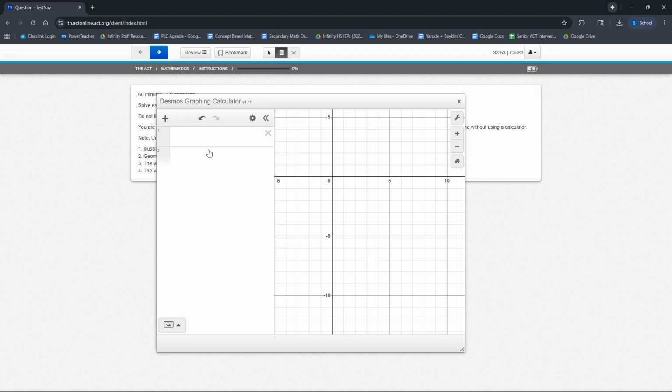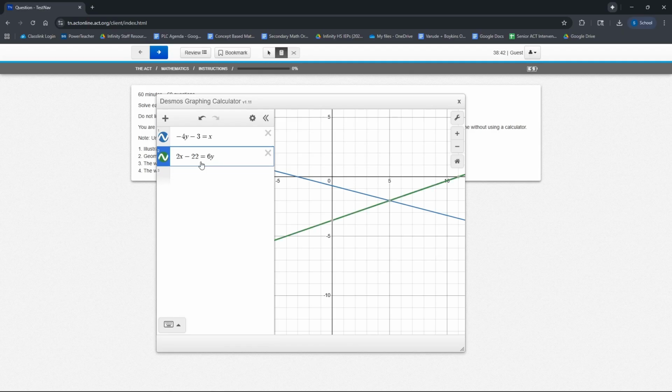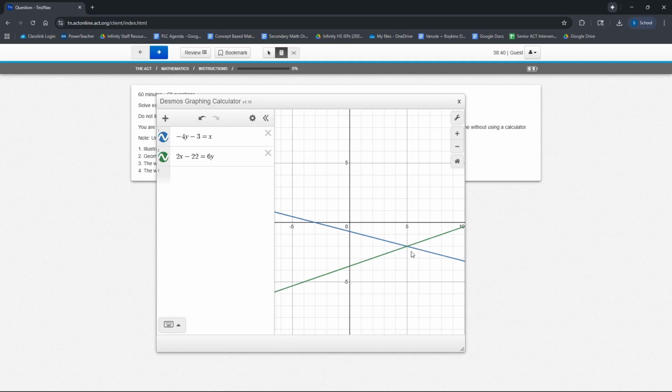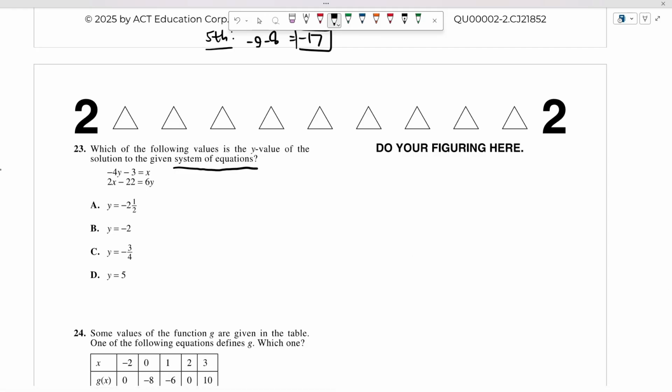Negative 4y minus 3 equals x. And here I have 2x minus 22 equals 6y. Oh, right there, see my solution. What is it? If I zoom in, it's negative 2. Oh, so our y value is negative 2. Okay, done.